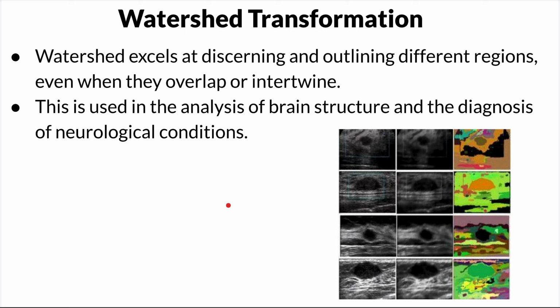All right. So the watershed: normally when you have two regions that try to overlap, the best thing you can do is use the watershed transformation to segment. You normally use it in brain structure because you have a lot of structures or regions that are trying to overlap or intertwine. So the best option is to use the watershed transformation to do that.